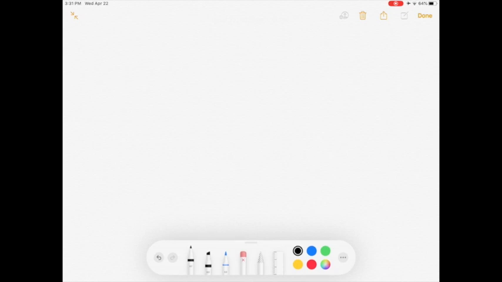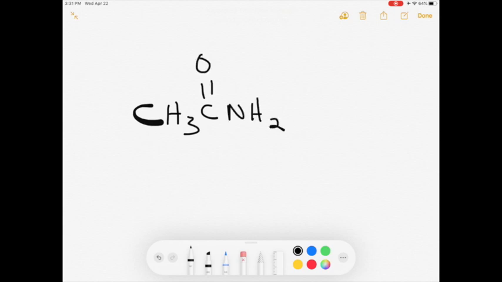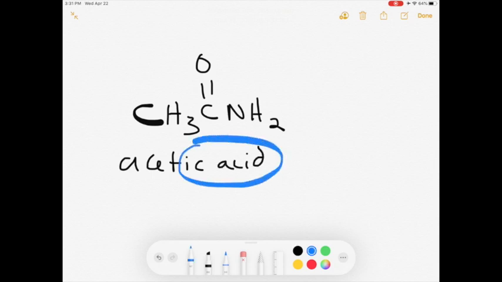Okay, so just to give you an example here, this is a primary amide, and the carboxylic acid was acetic acid. So we are going to take the ic acid and we're going to replace it with amide. So it's going to be acetamide.